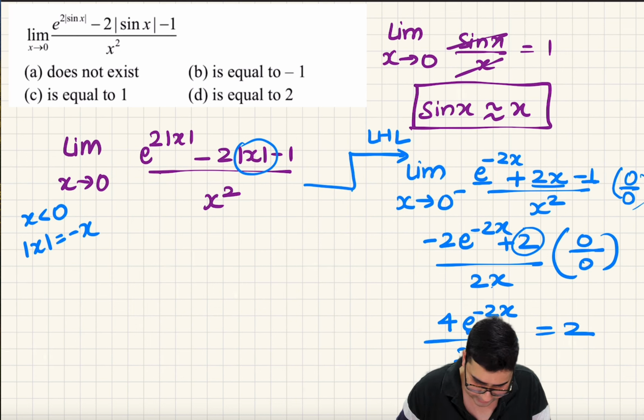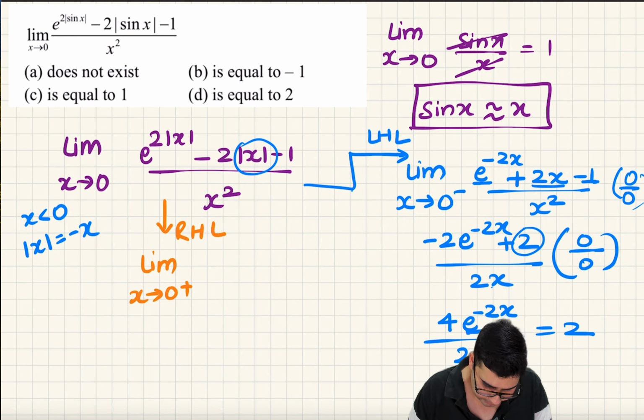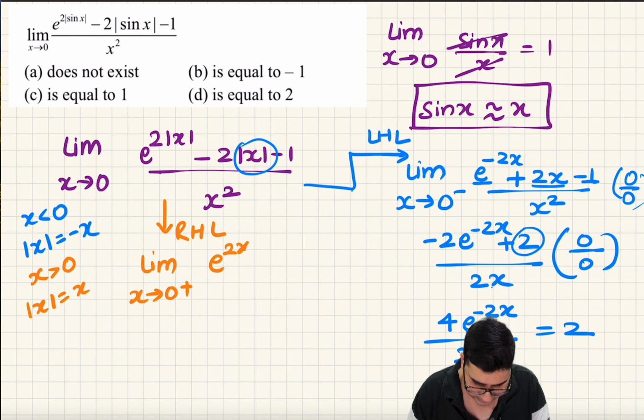That's why LHL is 2. और वही काम अपने को RHL के लिए भी करना है. तो RHL, I'll write this as limit x tends to 0 plus, and every mod of x will be replaced by plus x now, following the definition that if x is greater than 0, mod of x is just x. इससे चेंजेस ऐसे आ जाएंगे कि ये आएगा e to the power 2x minus 2x minus 1 upon x square.